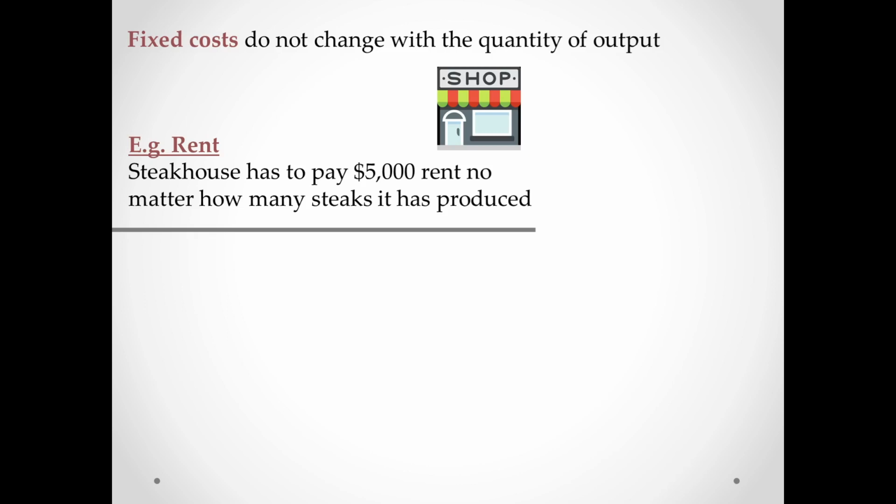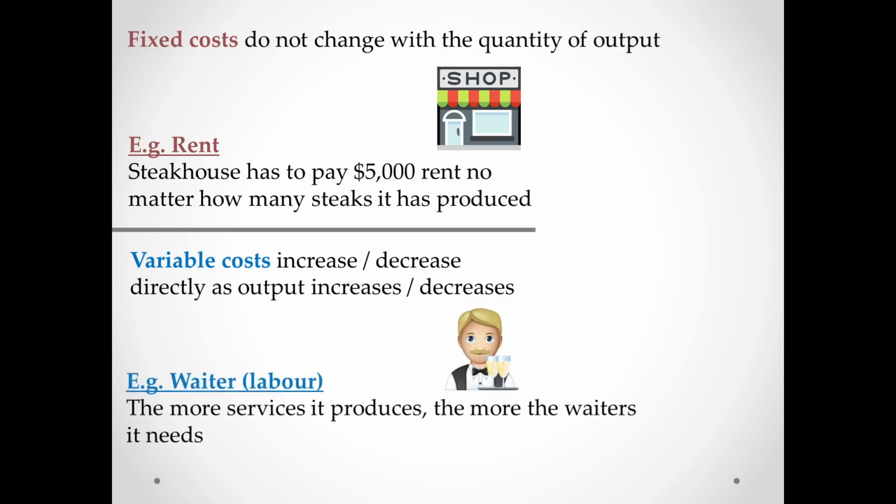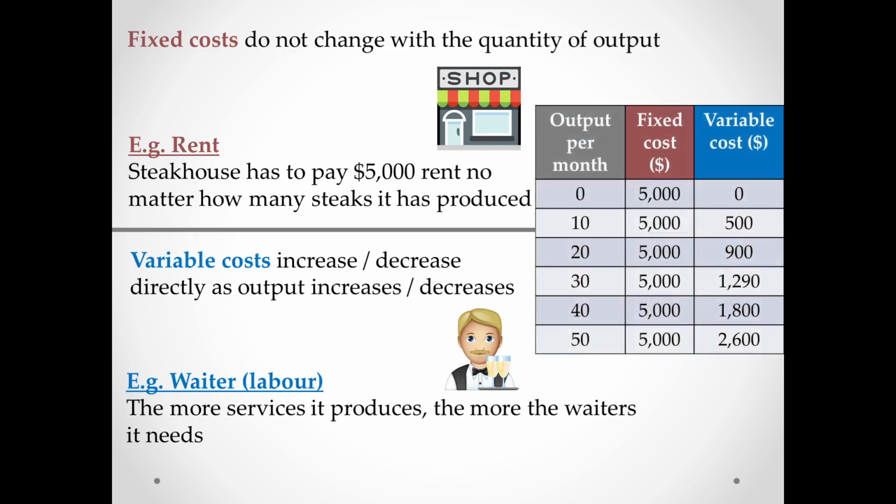And variable cost. You guys got some very good ideas as well. They will increase when the output increases, and they will decrease when the output decreases, right? So you guys have some very good examples, like labor and the materials that they use for the restaurant, something like that. So there you go.